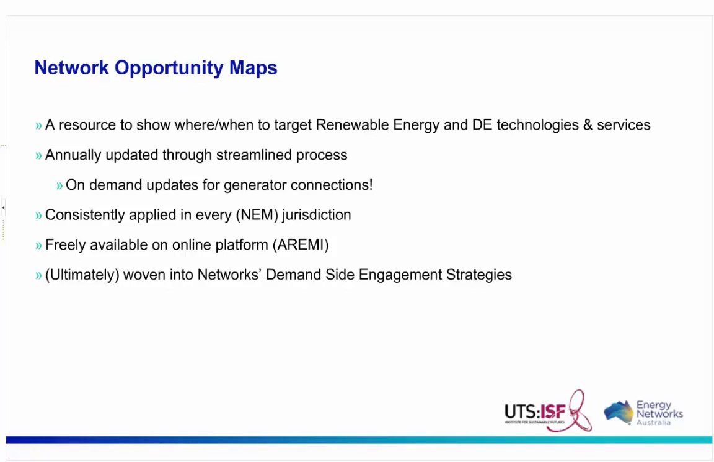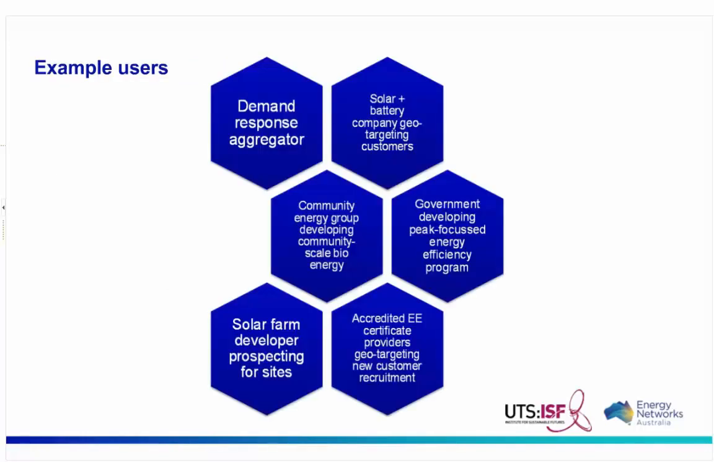So these are some example users that we had in mind when we were creating these maps. A lot of them focus around service providers in this new energy ecosystem that are looking to geo-target customer acquisition and to be able to, what a lot of people call, value stack. So to be able to obtain network value to make their customer offer more attractive. The types of users are solar and battery companies, accredited energy efficiency providers under state-based certificate schemes, for example, or demand response aggregators.